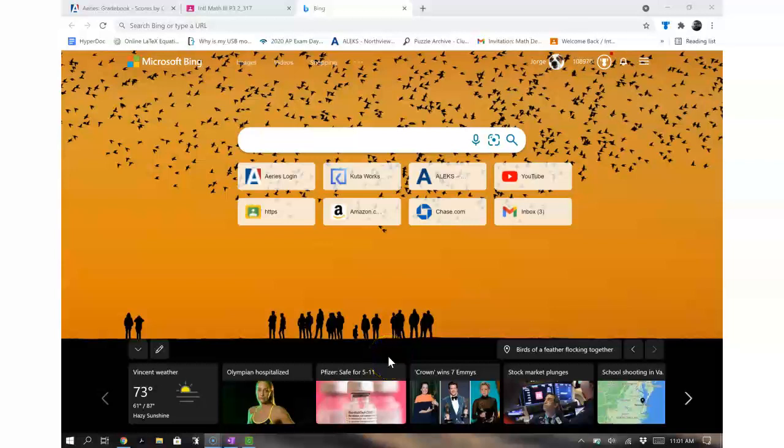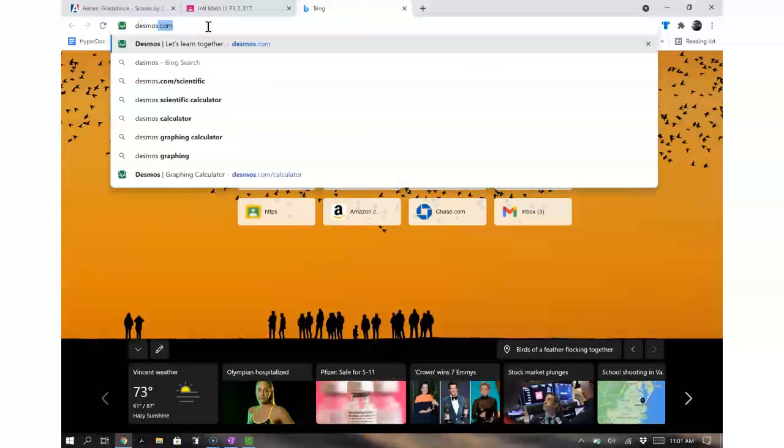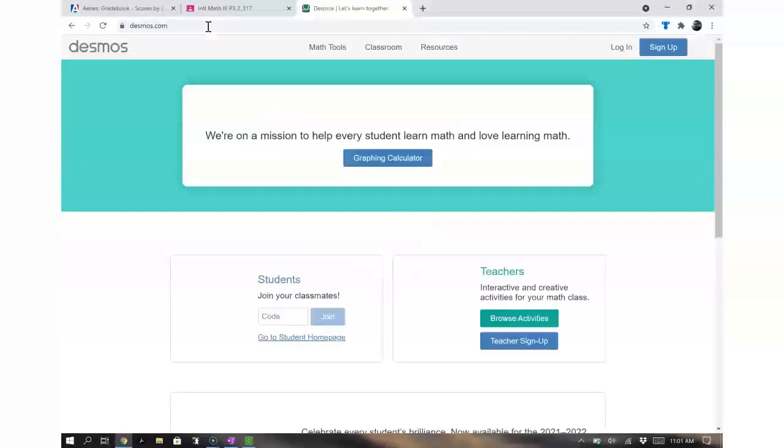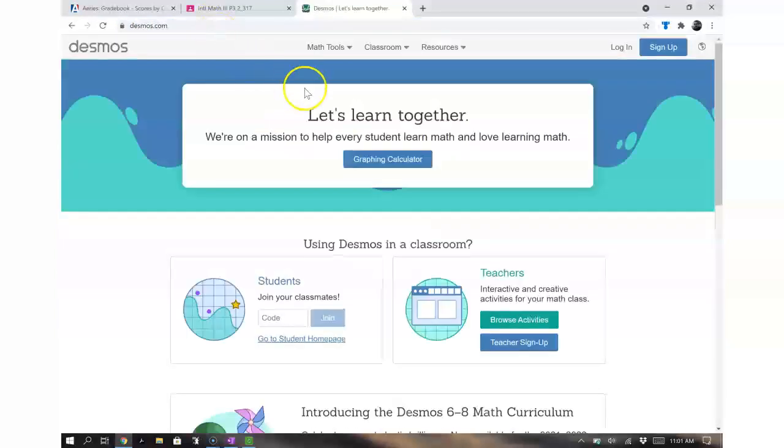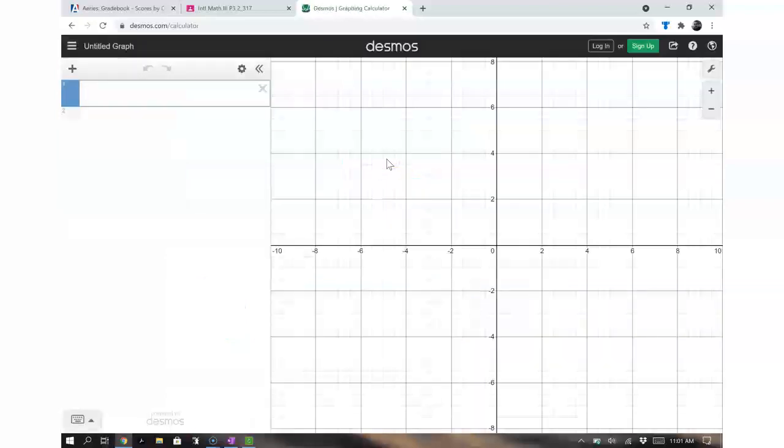All right, so for this section, what I'm going to need you guys to do is go to desmos.com. Okay, so desmos.com. And when you're there, you're going to click on this part that says Graphing Calculator. It says, let's learn together, right? So you click on the Graphing Calculator. It's going to send you to that screen, okay?